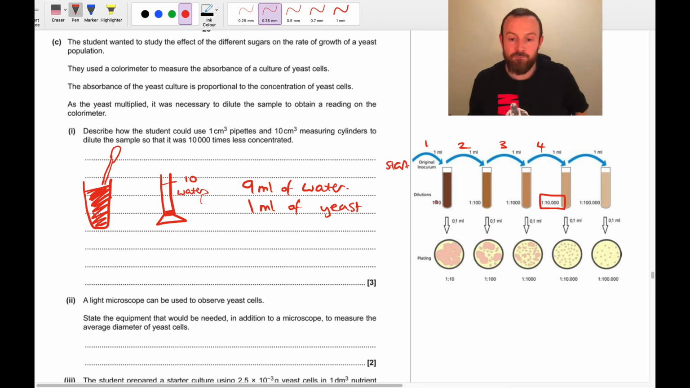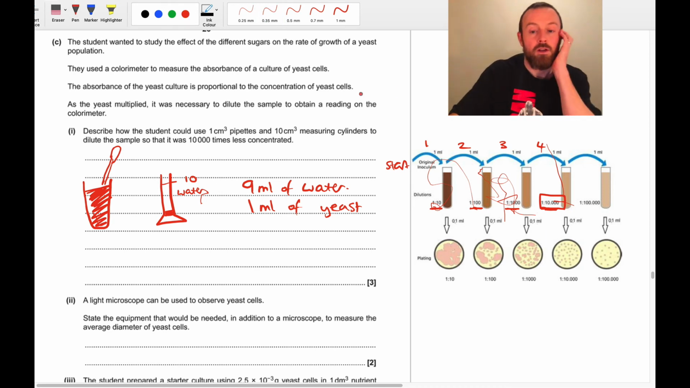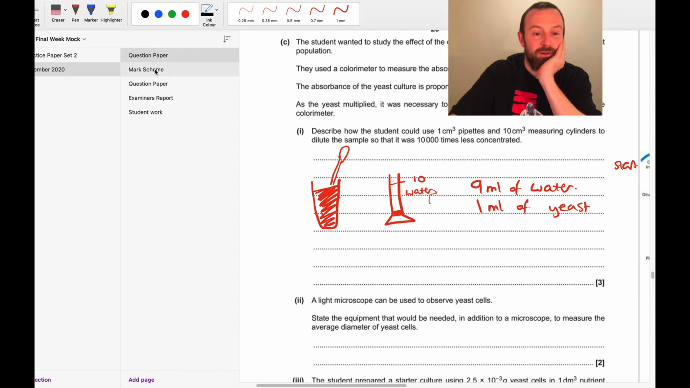So the first time you do the dilution, you've got a 1 in 10 dilution. The second time, you've got 1 in 100. The third time, you've got 1 in 1,000. And the fourth time, you've got 1 in 10,000. So let's look at the mark scheme for that question now.